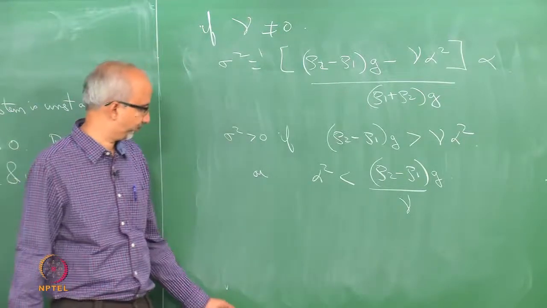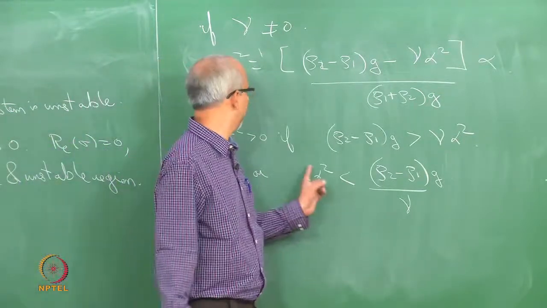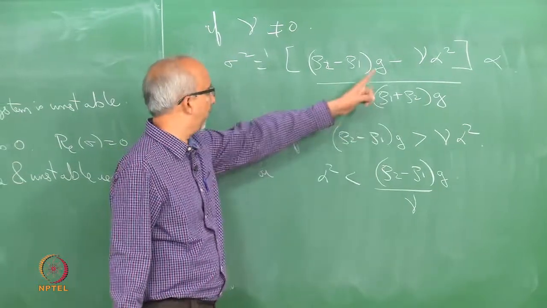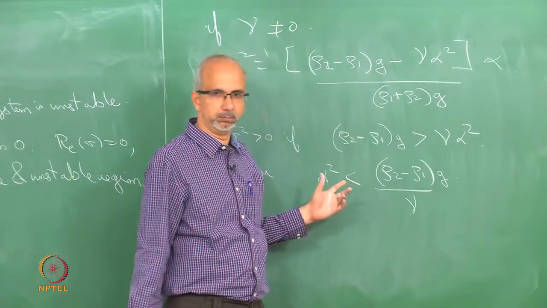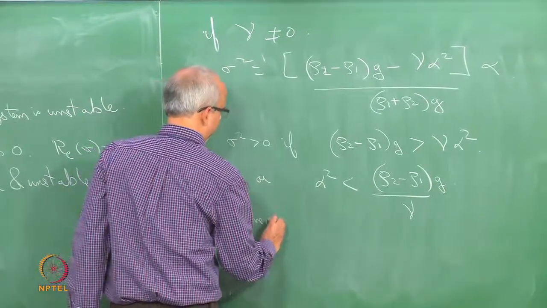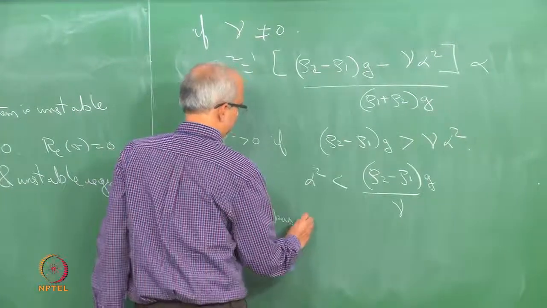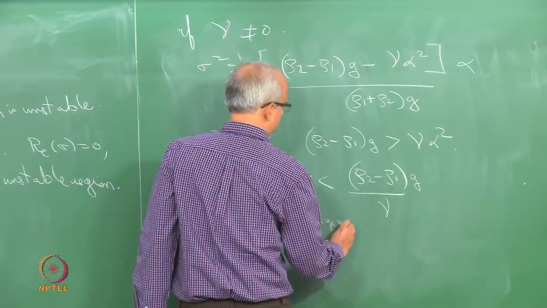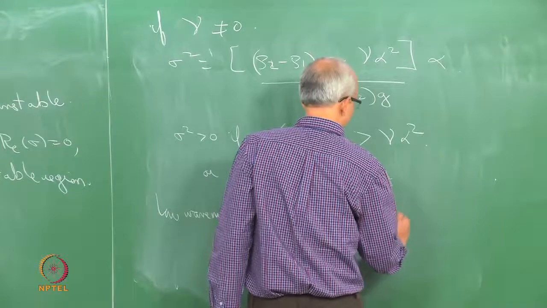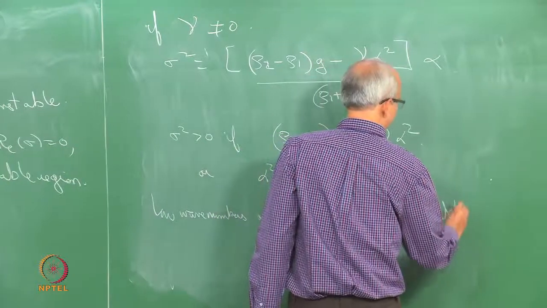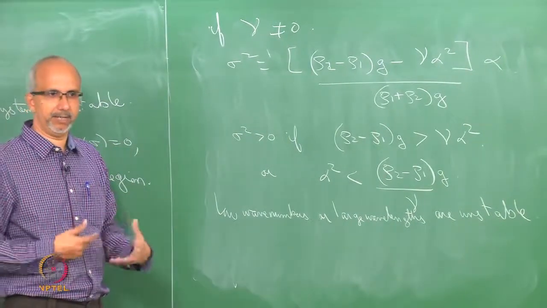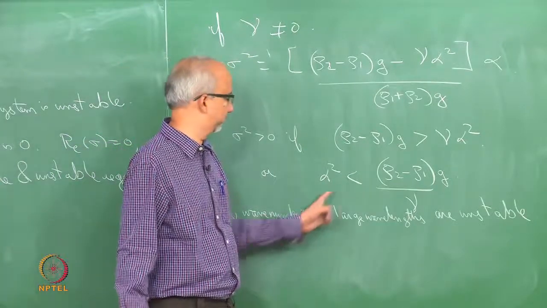Okay. So what does this mean? Sigma squared is positive when your alpha squared is going to be low. Okay. So low wave numbers or large wavelengths are unstable, correct? Wave number and wavelength are reciprocal. So low wave numbers, that's what we said, right?